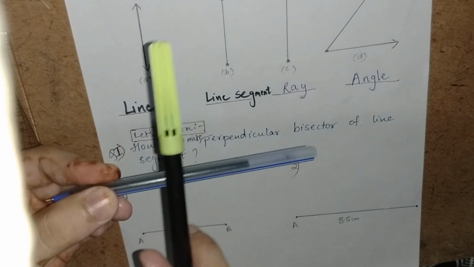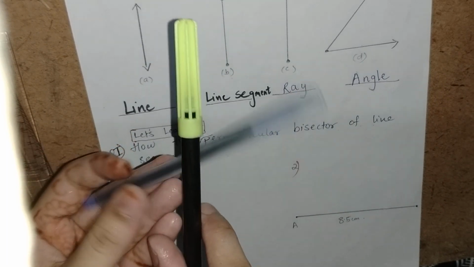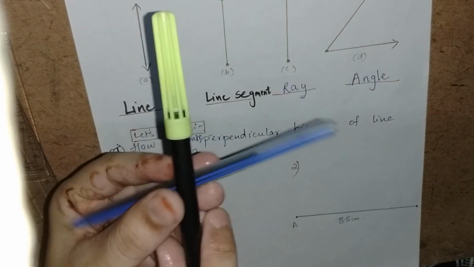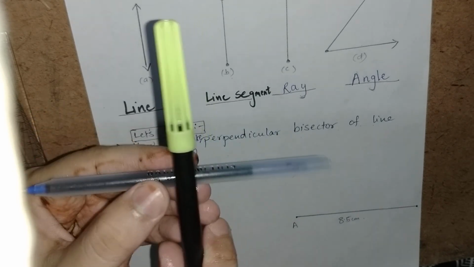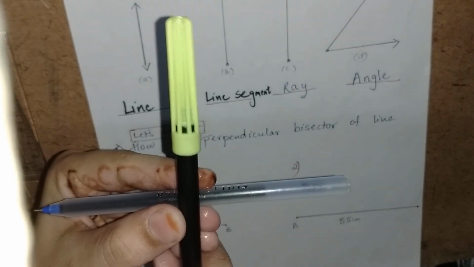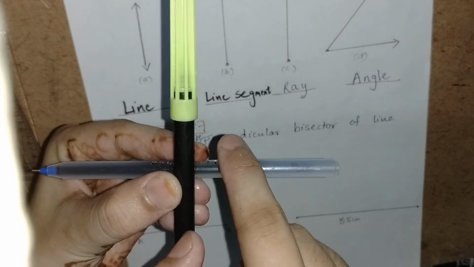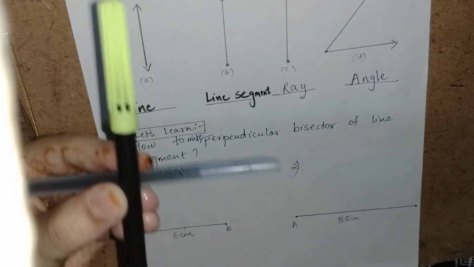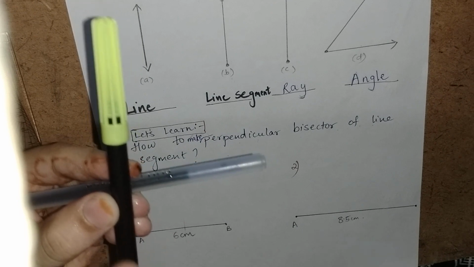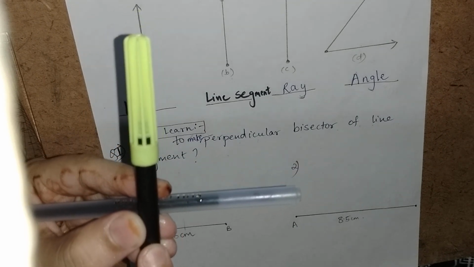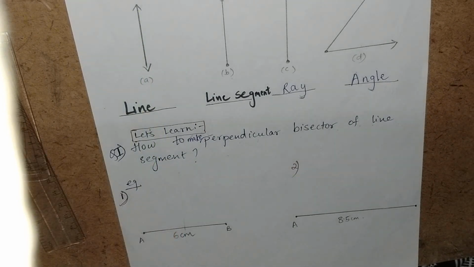So why are we calling it a perpendicular bisector? As you can see, if this line segment, yes, so the angle made here is what? 90 degree. So this bisection is called the perpendicular bisector. How to do this now?